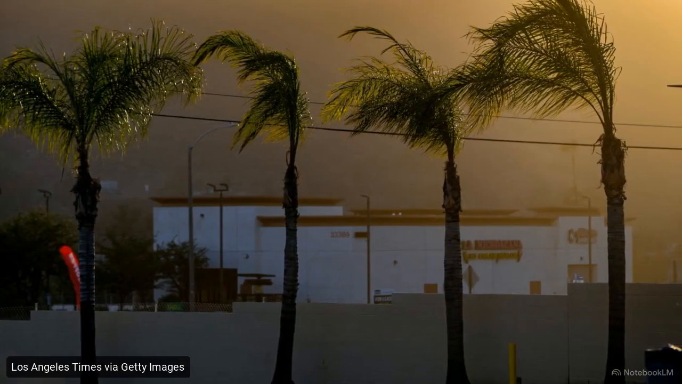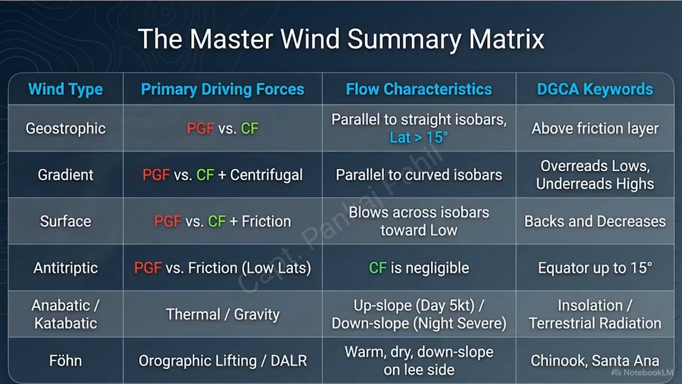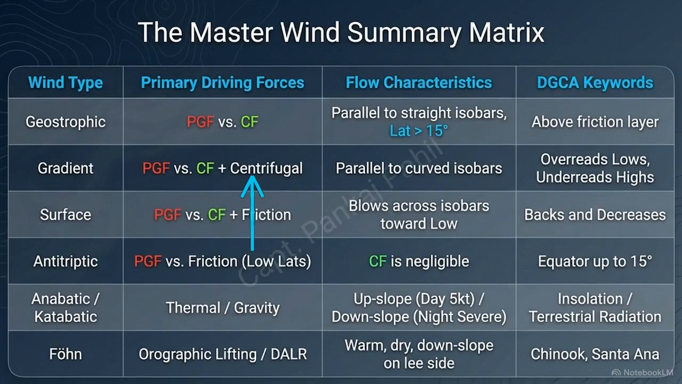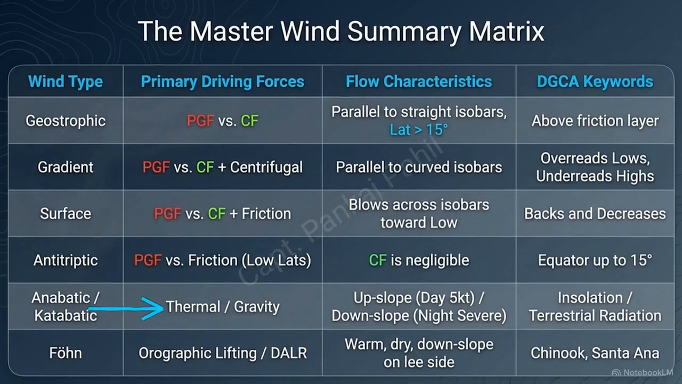This master matrix synthesizes the entire curriculum, isolating the forces responsible for every wind system we have analyzed. Each wind type correlates directly to a specific vector competition. Geostrophic winds perfectly balance PGF and Coriolis. Gradient winds introduce centrifugal force. Surface winds inject friction to pull air across the isobars, while orographic winds rely entirely on thermal density and gravity.